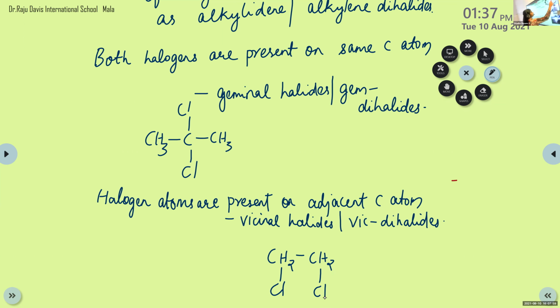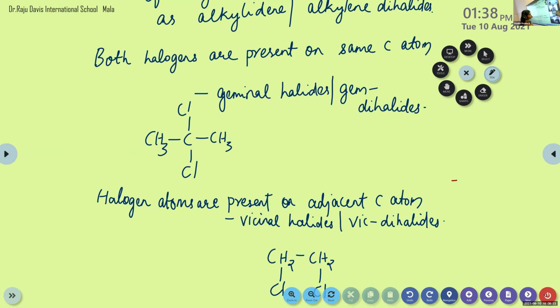This is clear? This is clear, children? Tell me yes or no. Yes, ma'am. Yes, okay. So there are two types, geminal halides or gem dihalides and vicinal halides or vic dihalides. That's about the nomenclature. Then I will give you certain structures. Then you should name these compounds for the next class.